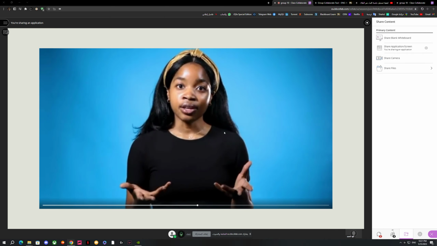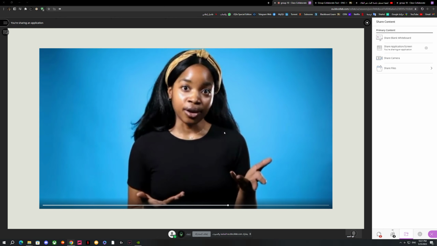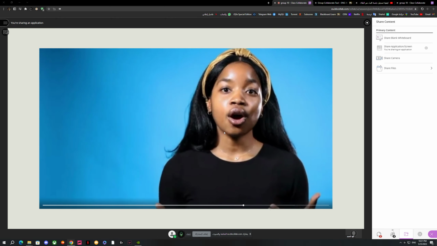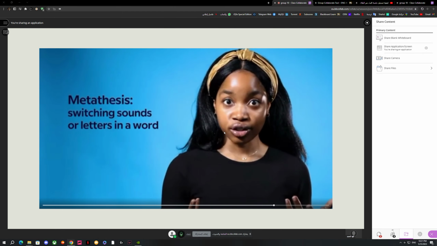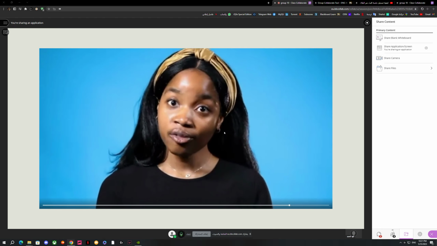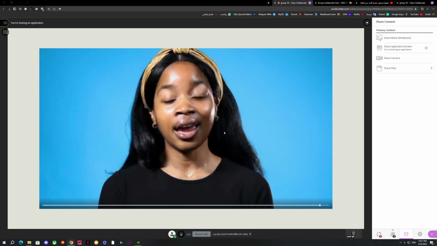In AAVE, you might hear someone say ax instead of the traditional ask. This is called metathesis, which involves switching around sounds in words. Although metathesis is a part of the dialect, non-AAVE speakers often make fun of it or discredit it.